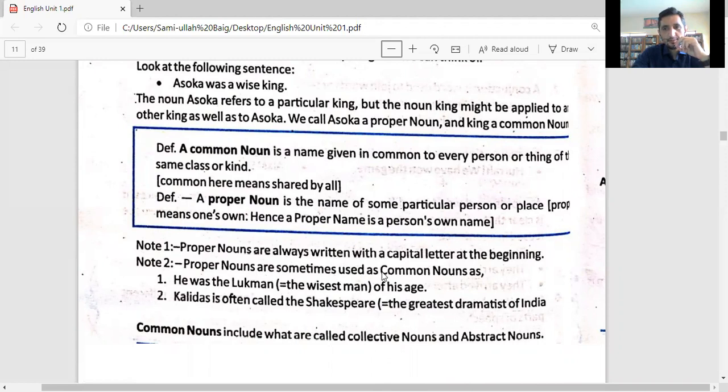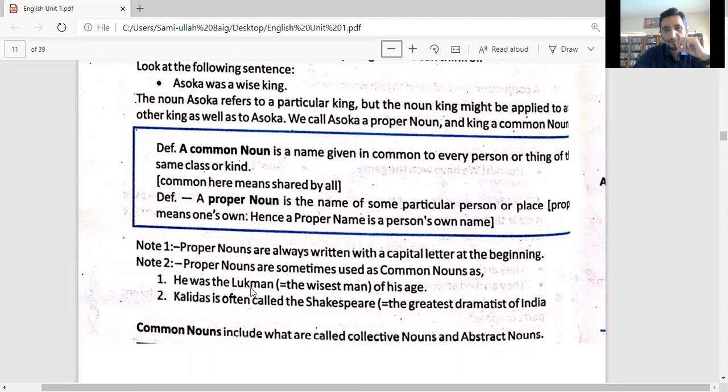So some errors that people generally make in writing, here are the rules. Proper nouns are always written with a capital letter at the beginning. So whenever a proper noun is to be written, you must capitalize it or capitalize the first initial. Then proper nouns are sometimes used as common nouns. Sometimes, not always, a proper name becomes so common that it's used as a common noun.